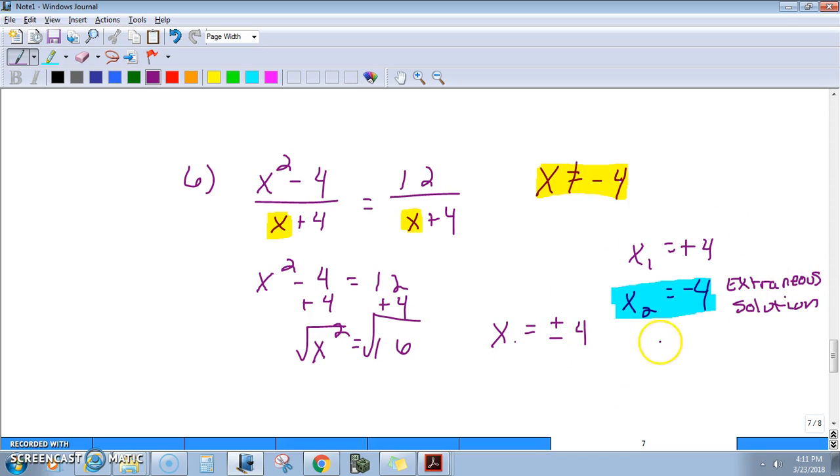Okay, and what that means is in a graph, if we graphed it, I can't visualize it off the top of my head, except it'll probably be something like this. Wherever x is negative 4, there's going to be a hole. The function is not going to exist there, but it's not going to be an asymptote. But x equals positive 4, that's going to be the real answer, okay?